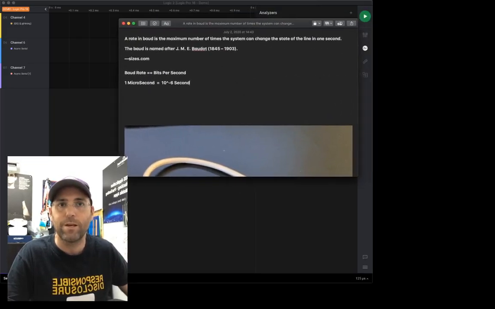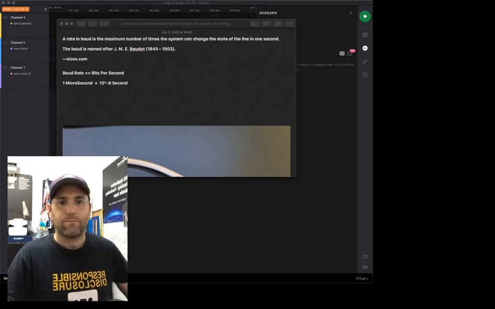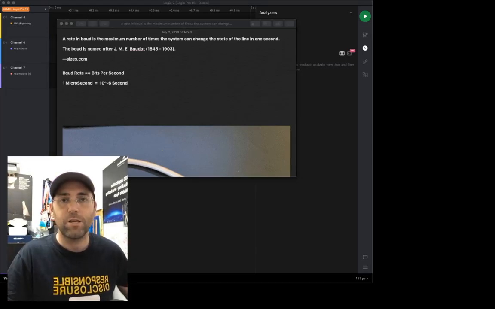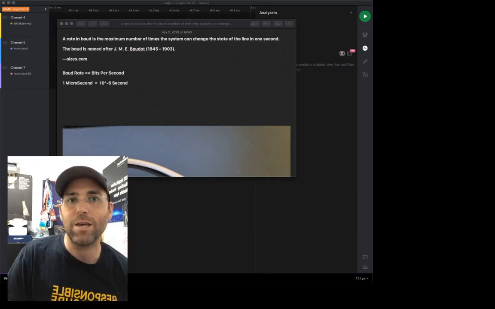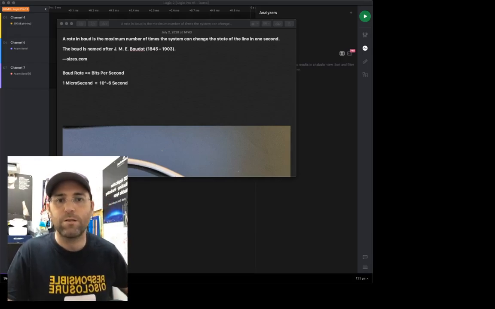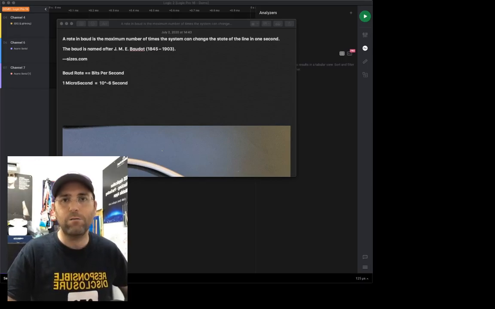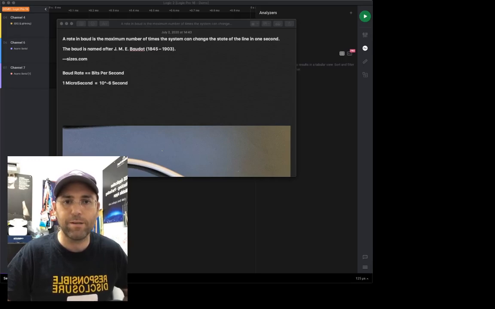Okay, baud rate is the maximum number of times that a signal is changing between 1 and 0 in 1 second. This definition is based on J.M.E. Baudot, and I took this definition from sizes.com. Okay, so speaking about baud, baud rate is the bits per second.